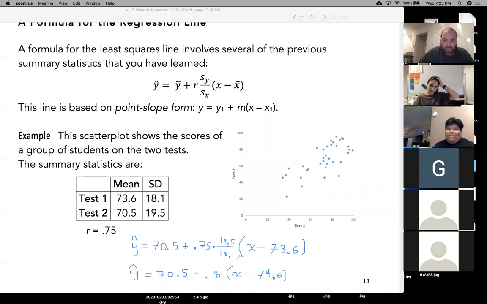If we're going to write it like y equals mx plus b, I got y equals 0.81x plus 11.03. Oh, you mean you multiplied it? Yeah. Do we have to multiply or can we leave it like this? Either way is fine. So what do you get there? I got y hat equals 0.81x plus 11.03. That's right.